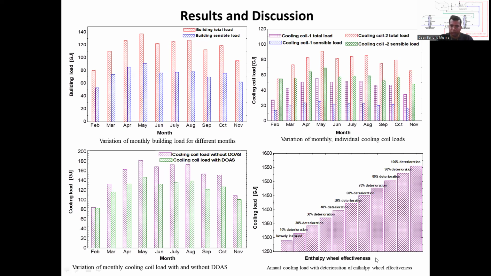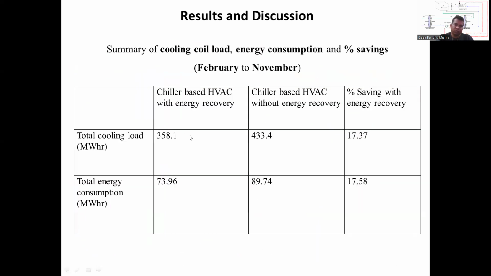Now the effect of how the cooling load increases with the deterioration of the enthalpy wheel effectiveness. This is the annual cooling capacity when newly installed, and this is the cooling capacity with 100% degradation. So from new to 100% degradation of enthalpy wheel effectiveness, the cooling load increases about 19%. So we are required to replace the enthalpy and desiccant wheel, so that we can maintain the room comfort level.